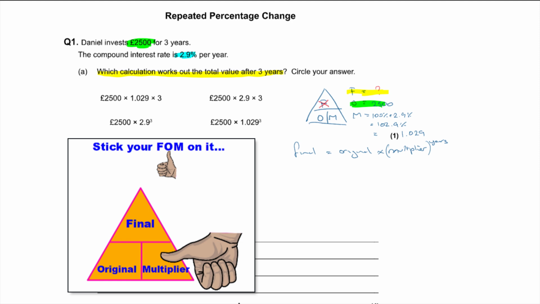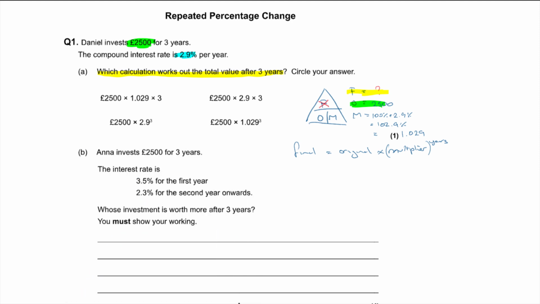So it's pretty much the same, apart from you wrap multiplier up in a bracket and put years as an index. Okay. So then subbing in what we know, final is the thing we want to find. Original was 2,500. The multiplier is 1.029. And the number of years is 3 years, isn't it? Okay, so we're going to raise that to the power of 3. Okay, so which one of those looks like that? It is that one there.